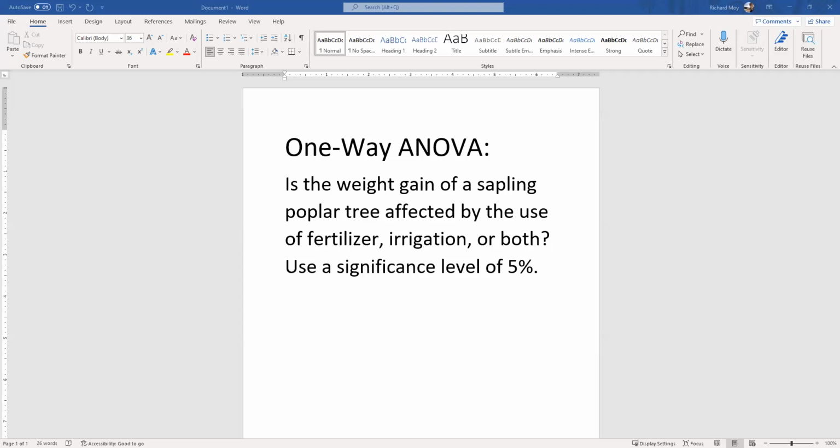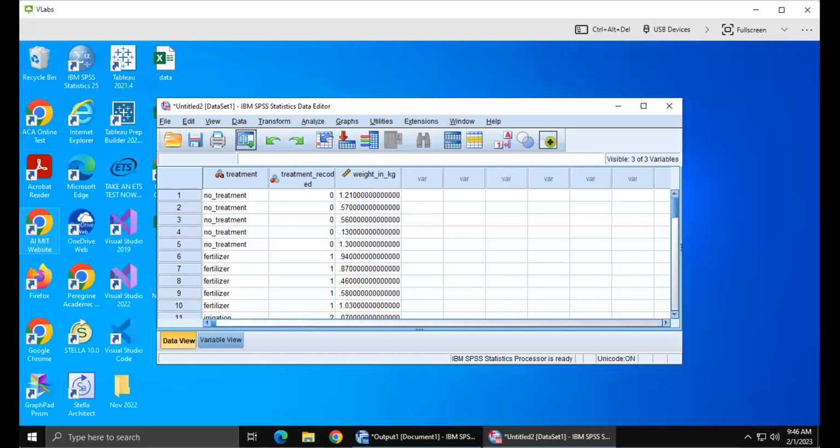So if we take a look at SPSS, we'll see our data. We see that in the first column it indicates whether the poplar tree received no treatment, fertilizer, irrigation, or both fertilizer and irrigation. And in the third column, it shows the weight gain in kilograms of these poplar trees. The second column is actually just the treatment recoded.